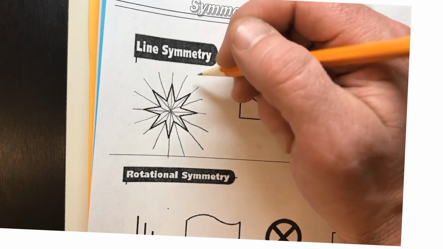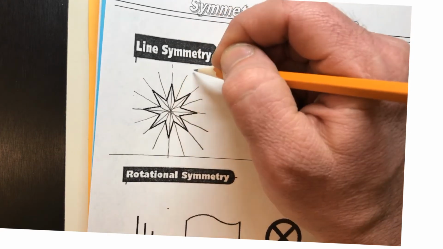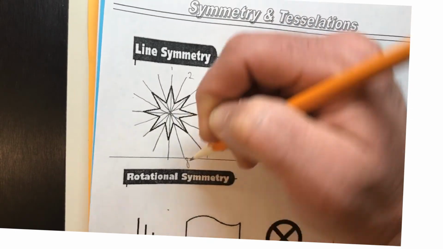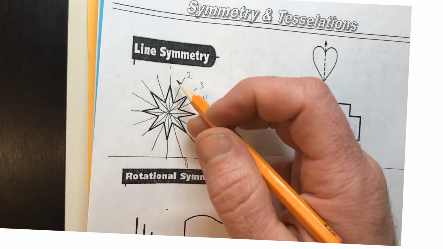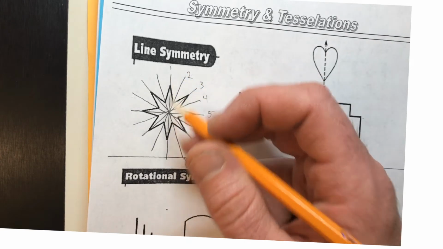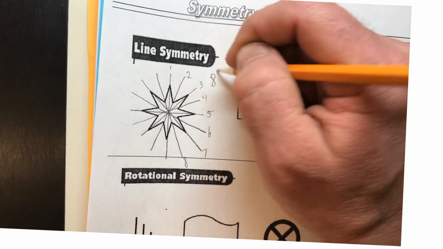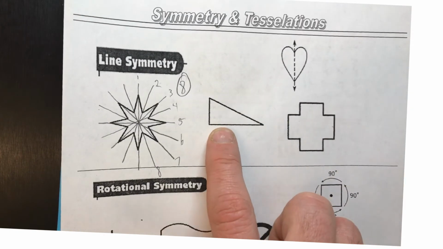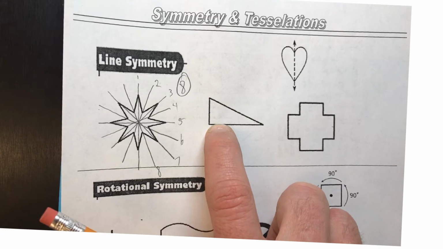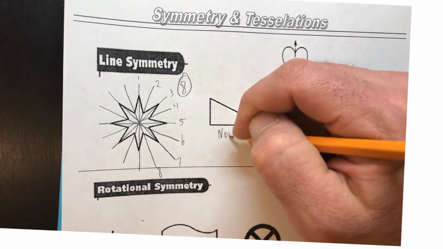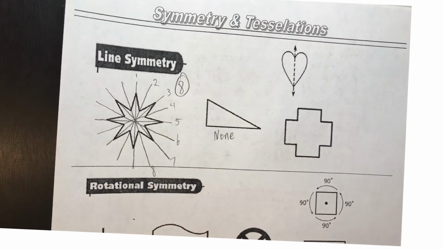16 or 17. 18. Okay, so you have 1, 2, 3, 4, 5, 6, 7, 8. But then this line right here is that line already, right? So if I count this one, I'm counting the same line twice. So there's 8 lines of symmetry on this one. Okay, on this triangle, could I draw a line to split it symmetrically? No. Nope. So on this one, there's none.